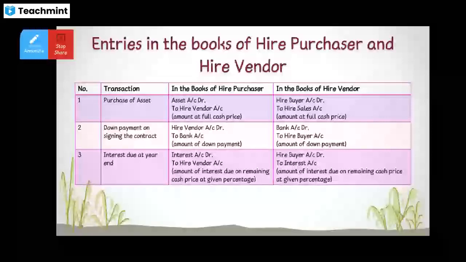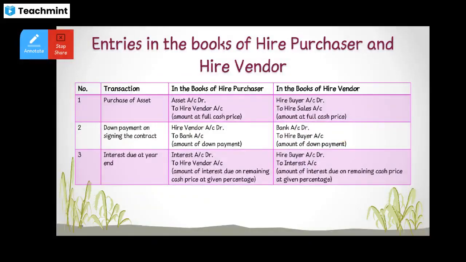Now you are going to pay to the hire vendor, hence his account is debited and the money is going out. You are paying from the bank, so bank account is credited here. Then in the books of hire vendor, now the hire vendor receives the money, so bank account is debited, and who is the giver? The hire buyer is the giver, so his account is credited, and the entry will be done for the amount of the down payment, or you can call it initial payment.